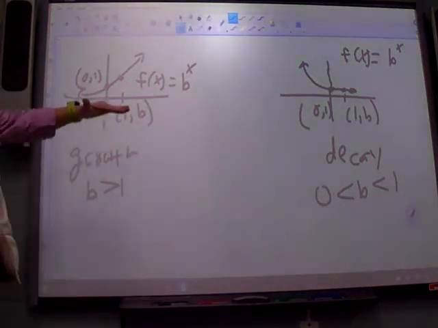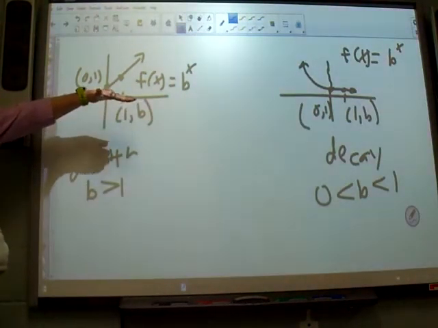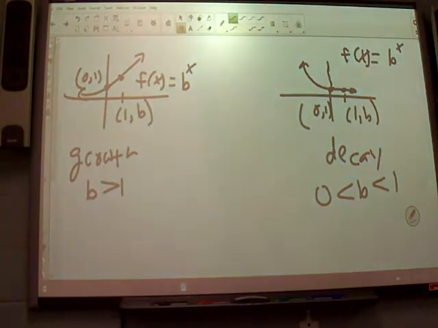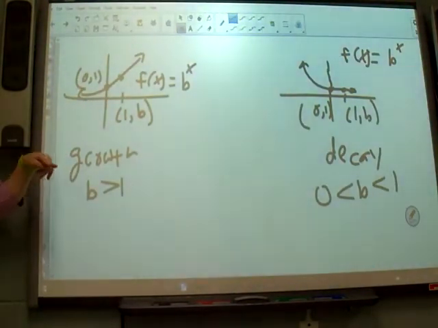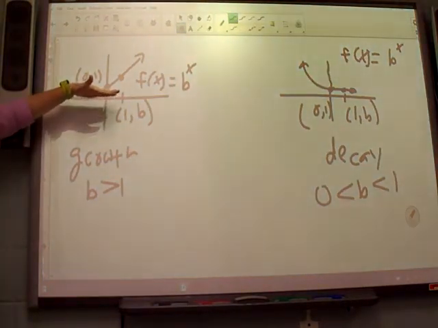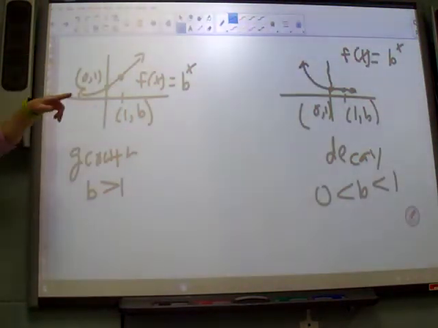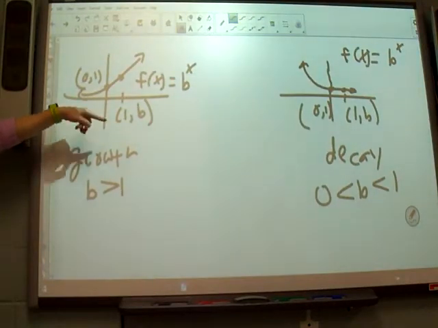Now, its parent function, it's the x-axis. But just like every function that we've done in here, we're going to be able to move these things around. So they'll have an asymptote, but it just might not always be the x-axis. Might be down here at y equals -3 or something like that.